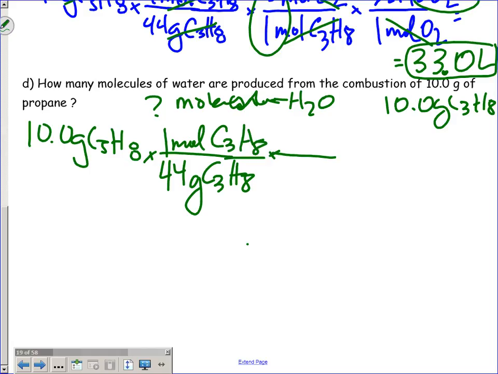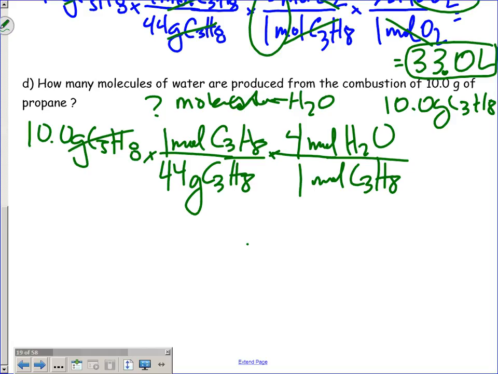Now we're going to relate propane to water. What's that mole ratio? Who gets the 4? Water, right? 4 moles of water to every 1 mole of propane combusted. And I'm putting propane on the bottom, so grams have canceled, moles have canceled. Now I'm in moles of water, and we're going to molecules of water. What's that relationship? Avogadro's number, which is old school, right?